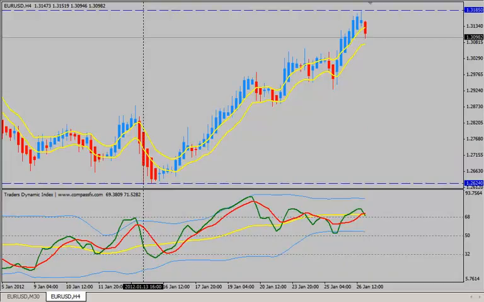Taking a look at the euro dollar from a larger perspective on the 4-hour chart, you can see that the euro dollar over the last 2 weeks since January the 13th has made a move of 561 pips from 26.24 on the 13th, making a move today all the way up to 31.85. 561 pip move with no major retracements.